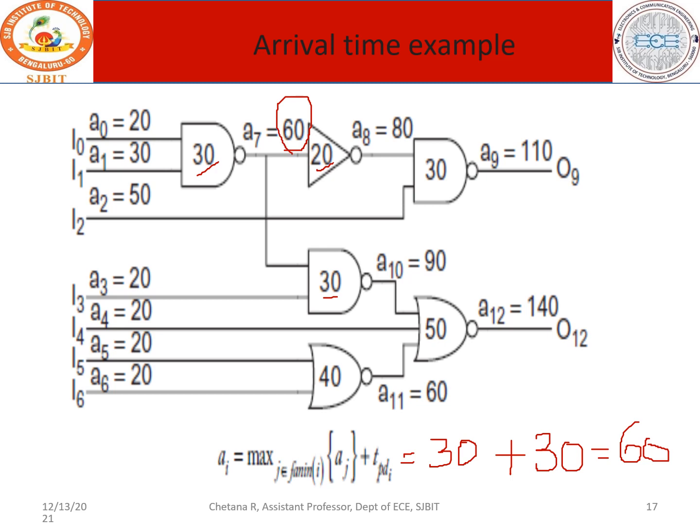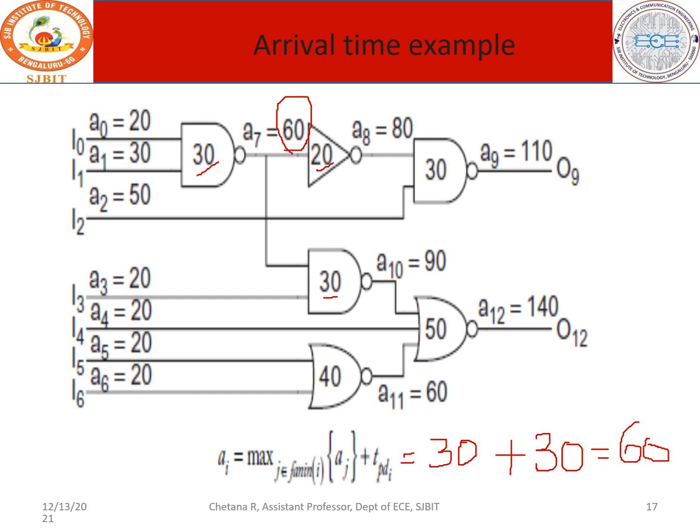Similarly, next case, one input. What is A8? Since this has only one input, since this is an inverter, it accepts one input and gives one output. So the input is 60. 60 plus 20 is 80. So A8 is equal to 80.